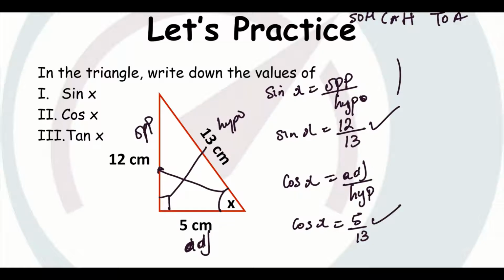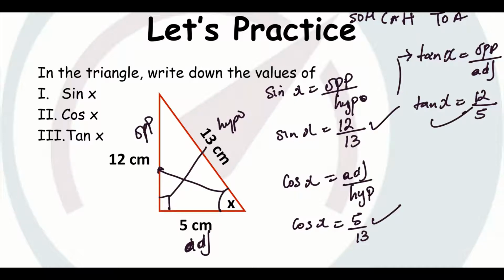Now it's time for our tan. Now tan x is equal to what? The opposite over the adjacent. So what's our opposite side? That's 12 over 5. And we have found our tan x, sine x, and cos x. So you see how it is important for you guys to know how to label the sides correctly given the angle being considered. It's very, very important.